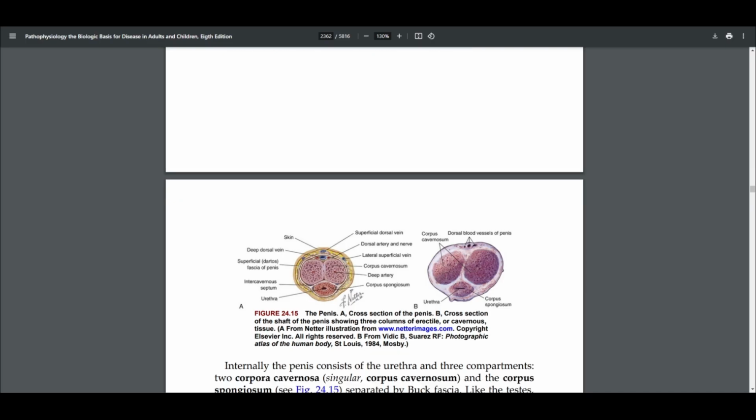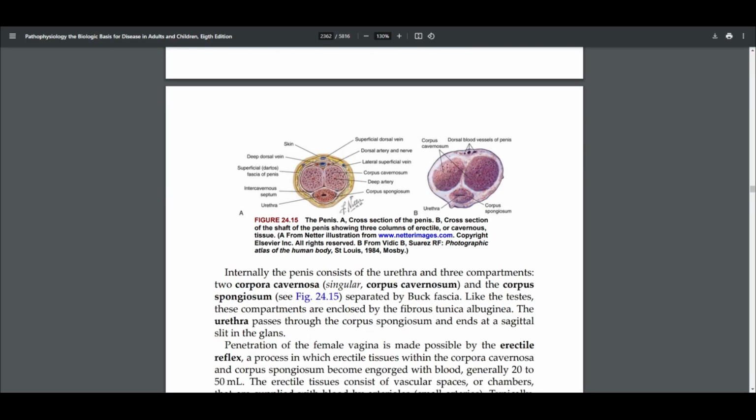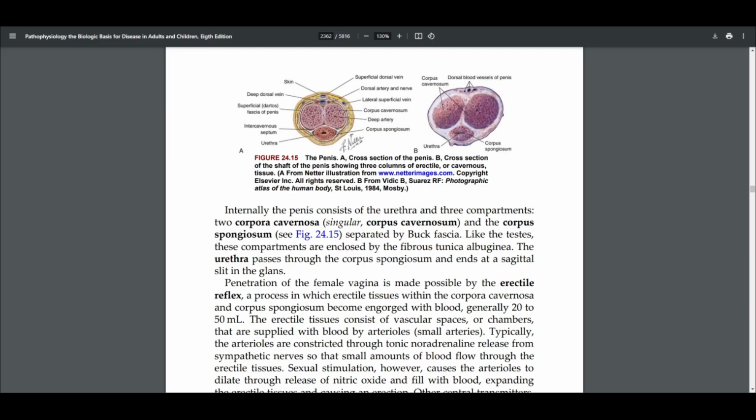So here you're taking a look at a cross-section of the penis. Internally, the penis consists of the urethra and three compartments, two corpora cavernosa and the corpus spongiosum, separated by Buck's fascia. Like the testes, these compartments are enclosed by the fibrous tunica albuginea. The urethra passes through the corpus spongiosum and ends at the sagittal slit in the glans.